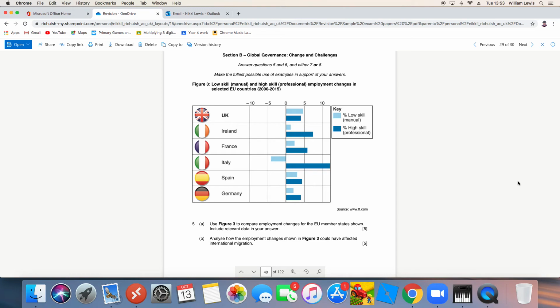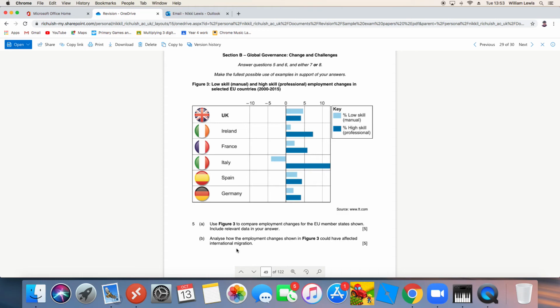Part A, you've got to compare the changes in the graph. Compare is similarities and differences. All right, so you've got to look at those six countries and you've got to find five things that you can say about similarities and differences. The trip hazard is include relevant data in your answer. You've got to use the axis to get some numbers. Okay. Part B, we've got to use our brain. All right, hopefully you're beginning to see a pattern here.